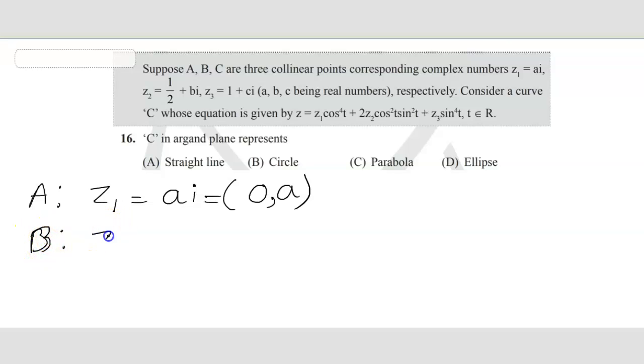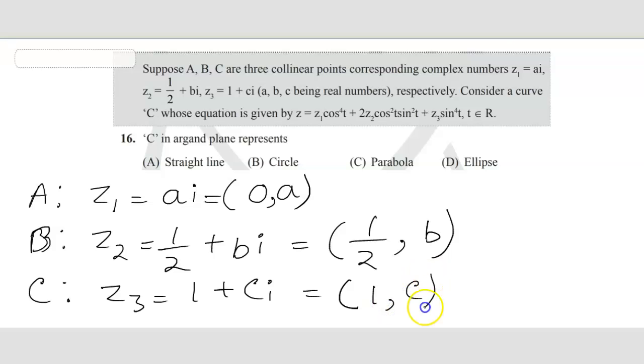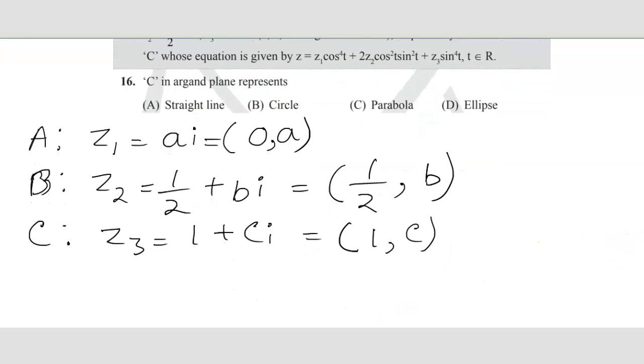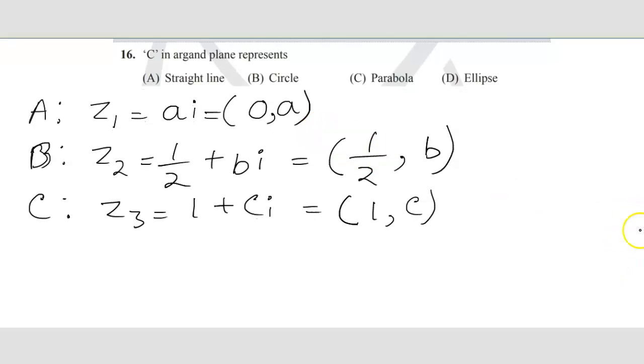it is also represented by z2, and the coordinates of z2 are something like this. And the point C is represented by z3, which is given by 1 plus ci. If we write it in coordinate form, it will be 1 comma c. Here obviously a, b and c are real numbers, there is no doubt in this case.